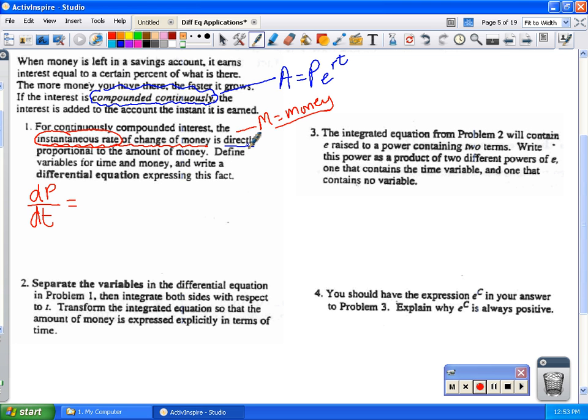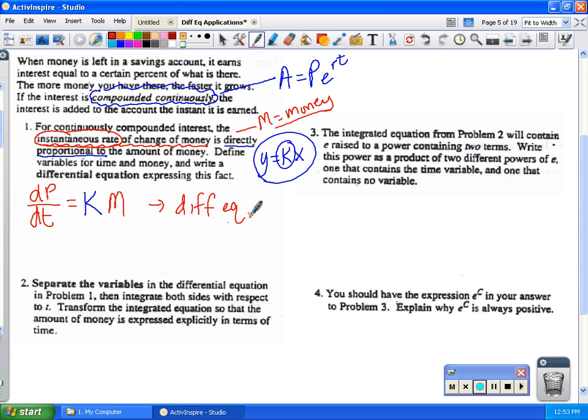Now, directly proportional to is a throwback to Algebra 1 and Algebra 2, where we learned that y varies directly as x, or y is directly proportional to x. k is a constant of variation. In that case, it's the slope of a line. So if the problem says the rate of change of money is directly, there's my constant of variation, proportional to the money, so that's my differential equation.